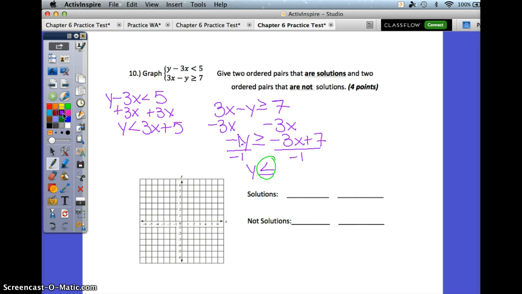That is really, really, really important. To positive 3x minus 7. So let's go ahead and graph this.